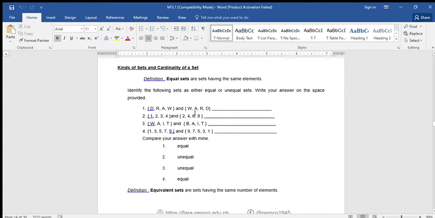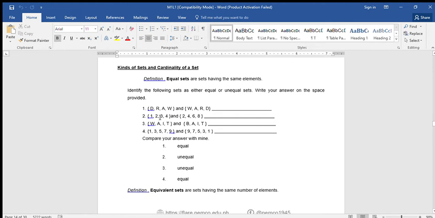Yes, it is equal. Nganong nakaingon man ta na equal? Ang equal sets are sets having the same elements. So naa siya'y parihan na elements na sulod diha. Si D naa diri, naa sad sa tumoy. Si R naa sad sa pikas. Si A naa sad sa pikas. Si W naa sad sa pikas. So these sets here have the same elements. So we can say that this is an equal set.